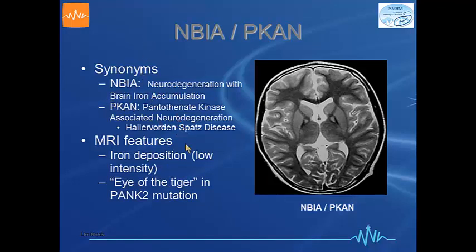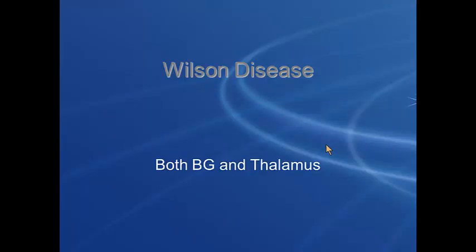And the typical findings are that of those patients who have the PANK2 mutation, giving rise to the classic eye of the tiger sign that we see in all the textbooks, where there's low signal intensity surrounding the high signal intensity of the active destructive lesion caused by iron destruction in these patients.